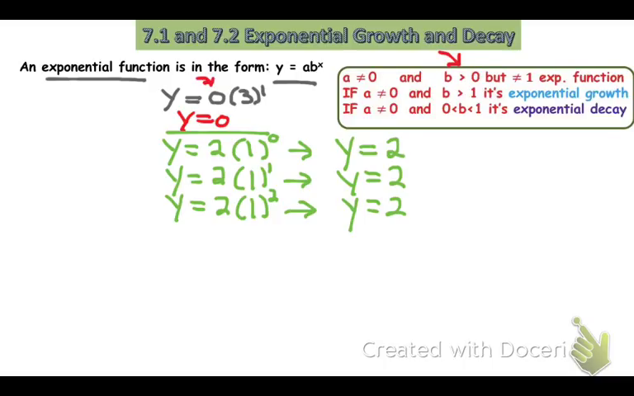So the two main points for this lesson are: for exponential growth, the b value has to be greater than 1. And for exponential decay, the b value is going to be greater than 0 but less than 1. So it's going to be a fraction.